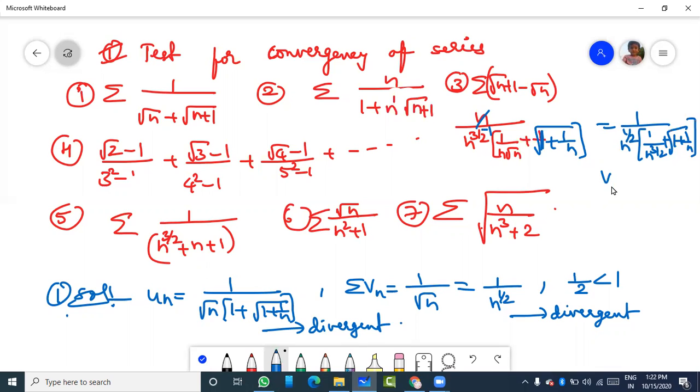We can choose again here Vn equal to 1 by n power 1 by 2. Here 1 by 2 is less than 1. So Vn is divergent, then Un is also divergent.